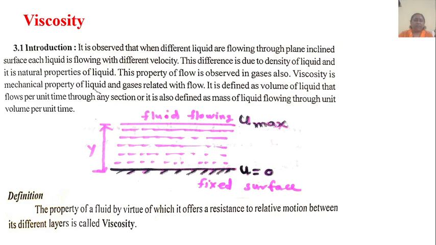It is defined as the volume of liquid that flows per unit time through any section, or it is also defined as the mass of liquid flowing through unit volume per unit time.